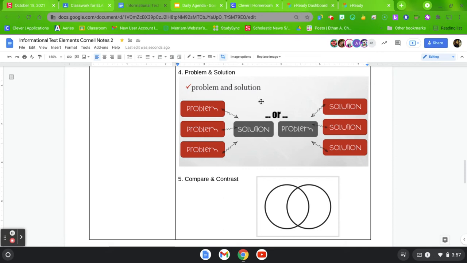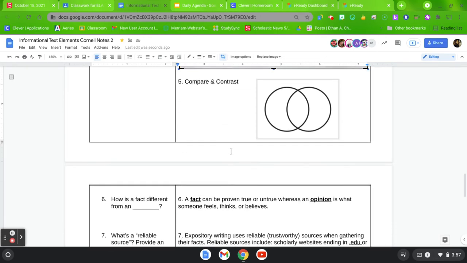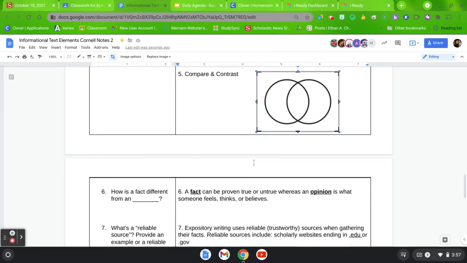Problem solution is similar to cause and effect, but it's focusing on a problem and ways to solve it. So there's a lot of littering at Discovery Park. We go, okay, what could we do to solve it? We could have more garbage cans available. We could have more administration at Discovery Park, and we could have a community cleanup day. That's how problem solution is discussed. Compare and contrast is looking at two different texts, and it's saying, what is different about the texts and what is the same? And what is the same is going to go in the center.